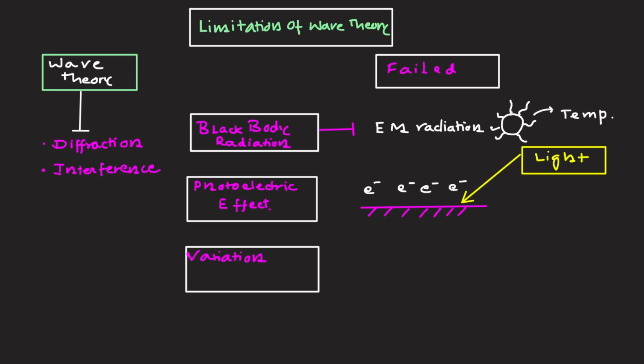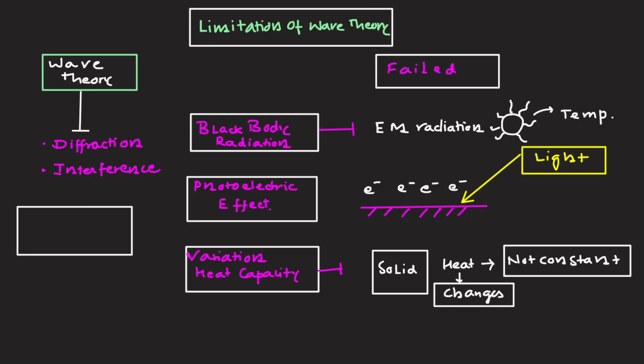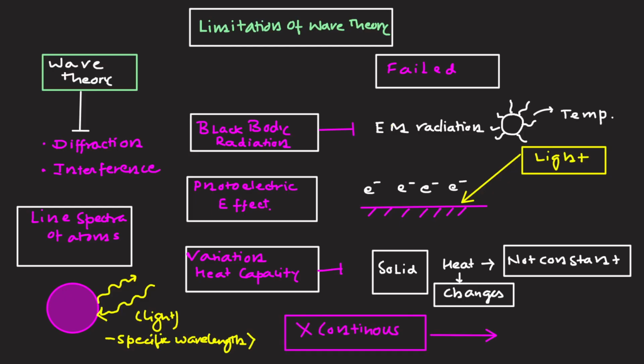The third, variation of heat capacity. Specific heat of solids changes with temperature rather than remaining constant as predicted by classical theory. And final, line spectra of atoms. Atoms emit or absorb light only at specific discrete wavelengths. These observations indicated that energy is not continuous but exchanged in discrete quantities, known as quantized.